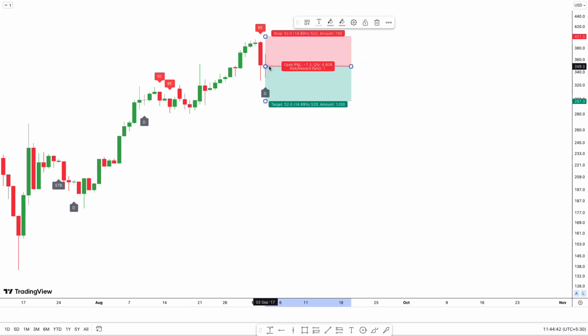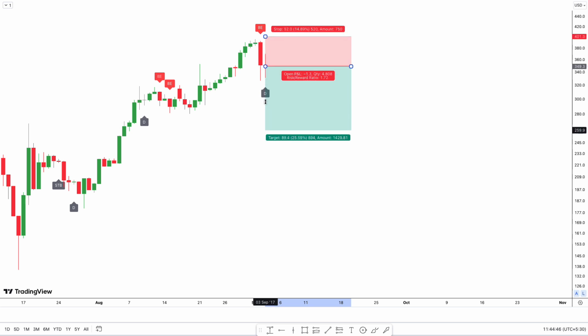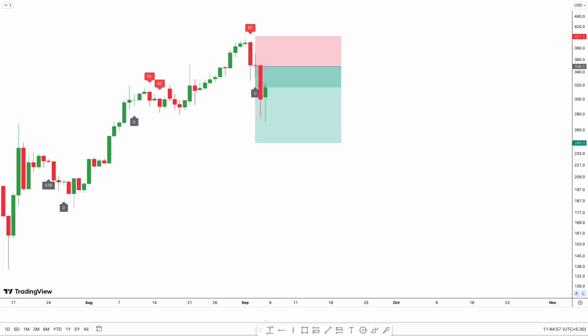Because of this, let's enter into a sell position. Here we will be placing the stop loss at the recent swing high. For the take profit, we will be targeting a 2 times risk to reward ratio. Now let's see how the trade plays out.